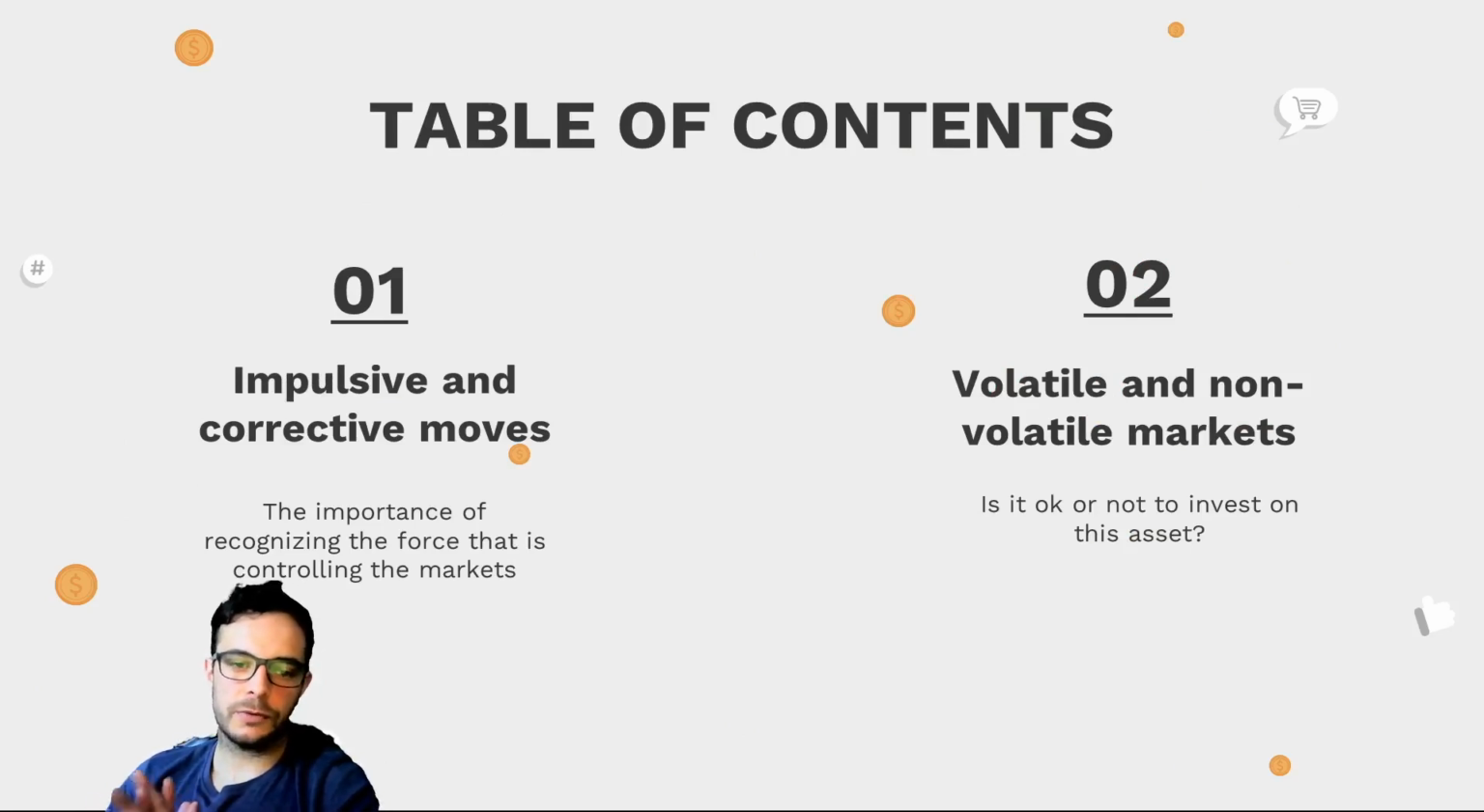We're going to talk about some impulsive and corrective moves and the volatile and non-volatile markets. On impulsive and corrective moves, we need to be able to recognize the importance of the force behind them so that we can capitalize on their moves. On non-volatile and volatile markets, we need to see if we actually have the capability of investing in those markets, since they may be too volatile or not.